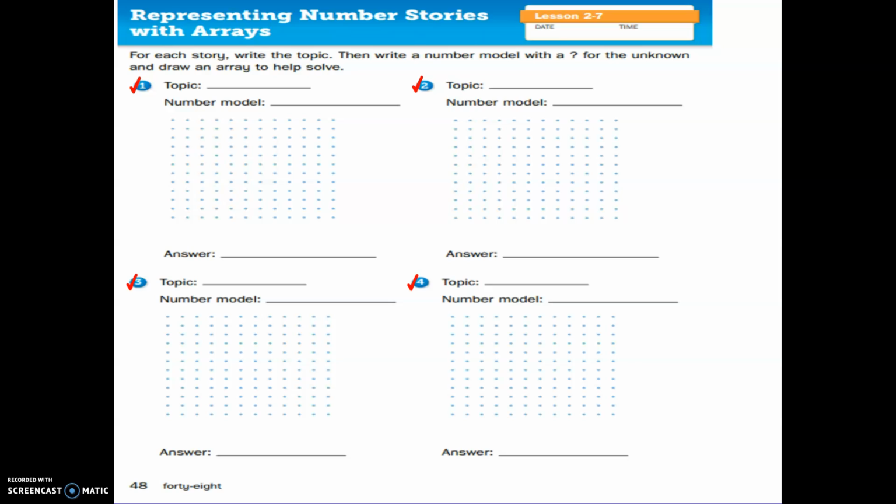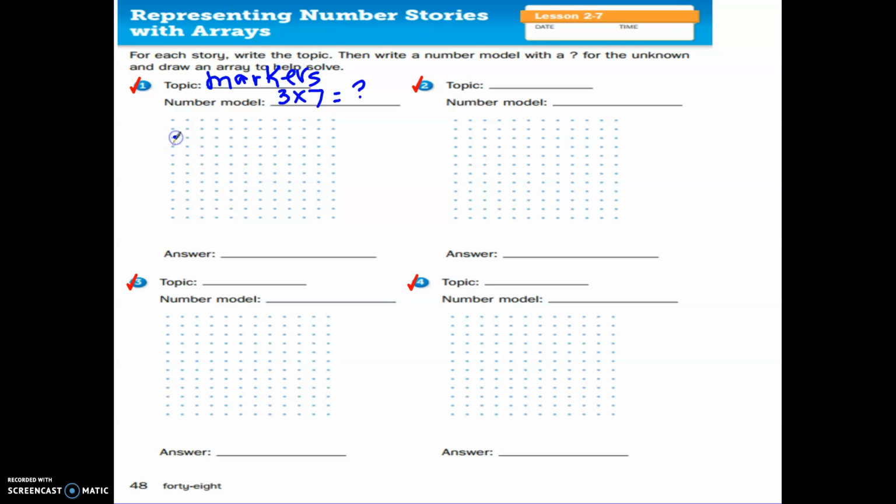Okay, so this is page 48 in your math journal. I'll do one for you, but you can finish the rest on your own. Let's give it a topic. Let's go, markers. And let's have a number model, 3 times 7. So for each story, write the topic, which I did, markers. Write a number model with a question mark. 3 times 7 equals question mark for the unknown, and then draw an array to help solve it.